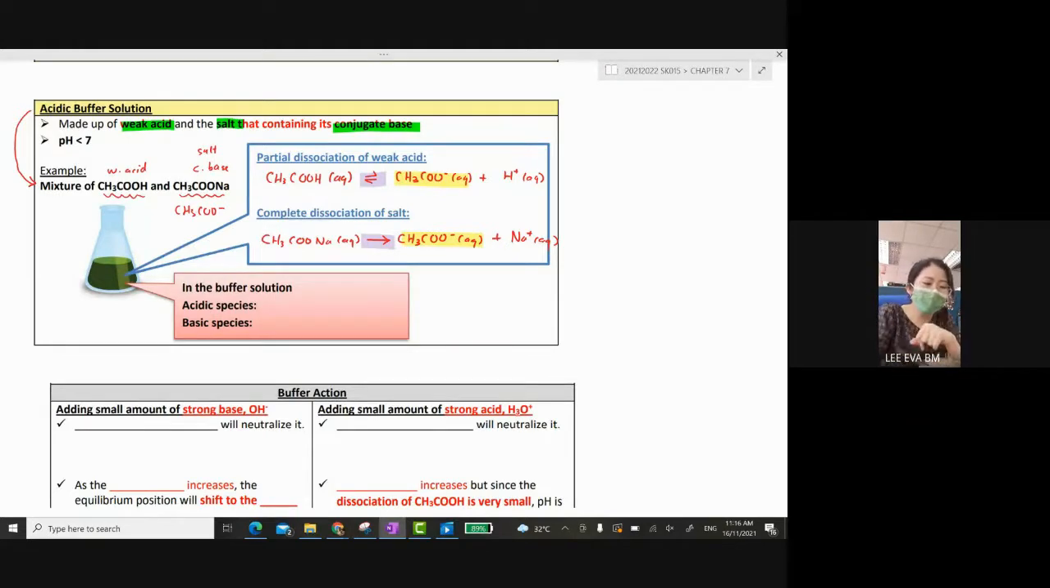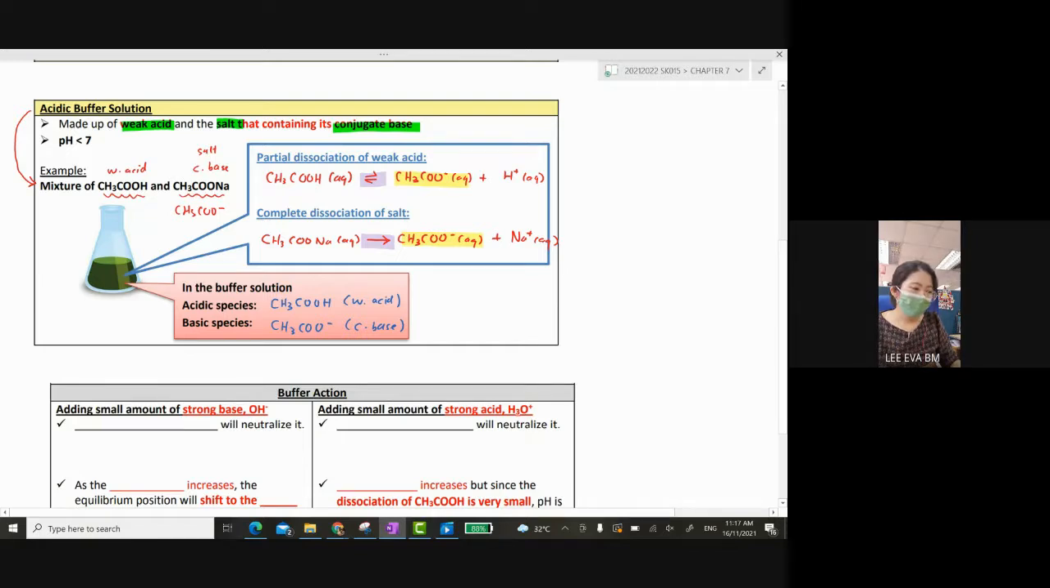Okay, so in this buffer solution, your acidic species, of course, will be your weak acid. So kita tulis dekat sini. Identify the content first. And then in this buffer solution we also contain the basic species, which is your conjugate base, CH3COO minus, which dissociates from the salt. Okay, hasilan daripada awak punya complete dissociation of salt. So catat dulu: acidic species, weak acid; basic species, conjugate base. Awak letak kat belakang dia punya terms pun boleh, weak acid, and then over here is the conjugate base.